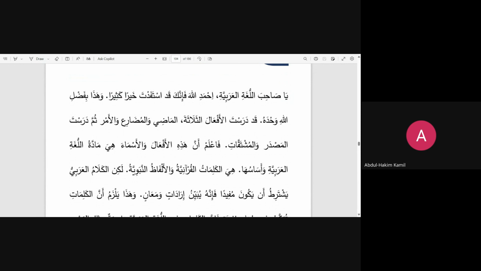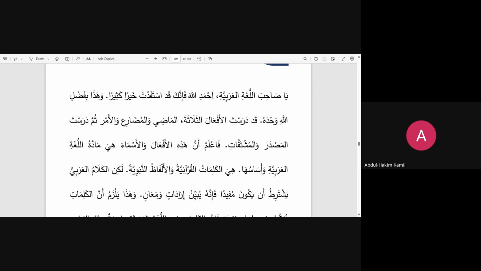Ya sahib al-lughat al-arabiyya, ihmad Allah fa innaka qad istafadta khayran kathiran. Ma ma'na hadha? Ya sahib al-lughat al-arabiyya, ihmad Allah, and I praise Allah. Faqad, fa innaka qad istafadta. Khayran kathir, a lot of good. You have benefited a lot of good.